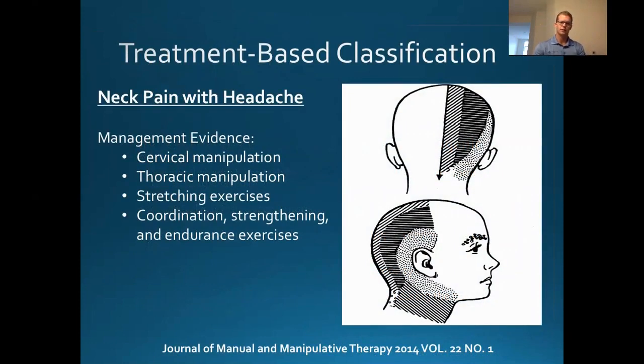For the treatment-based classification, the person's obviously going to fall into the neck pain with headaches category. And there's good evidence for management of cervical manipulation, thoracic manipulations to help open up the thoracic spine, different stretching exercises, and really retraining the deep neck flexors and more of our endurance muscles to allow them to sit up straighter, doing whatever activity that they need to do.